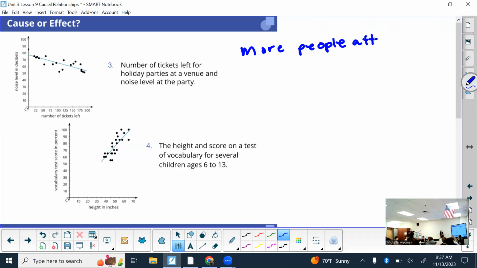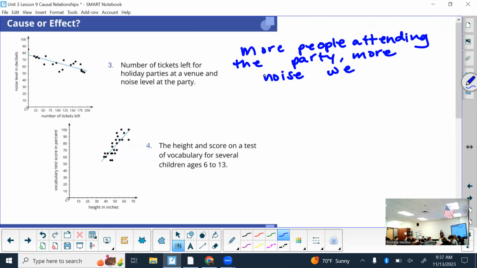Okay, so the more people attending the party, the more noise we expect, right? So what this one's comparing: say that you're in Stuco and you expect there to be 200 people at homecoming, but really only 100 of them show up. Wouldn't you expect it to be quieter than what you expected?